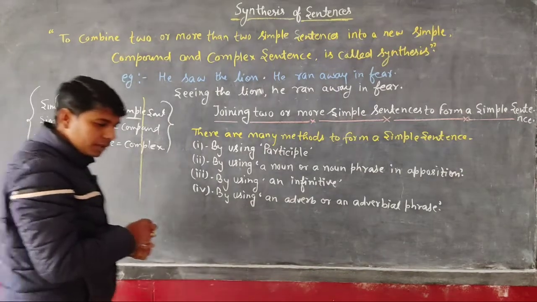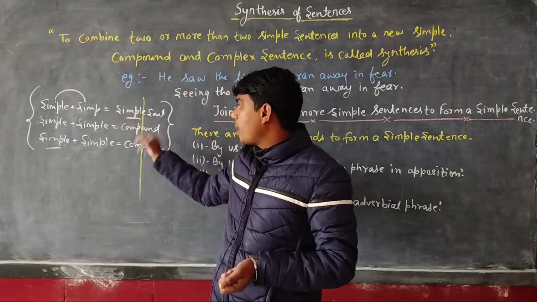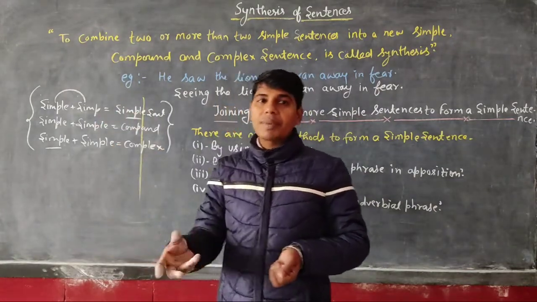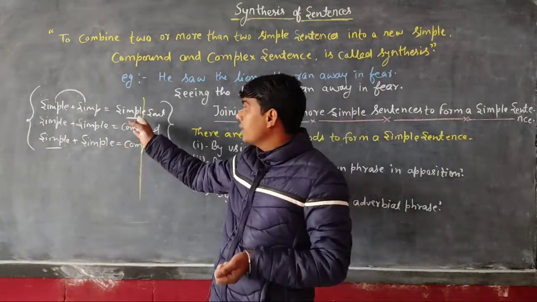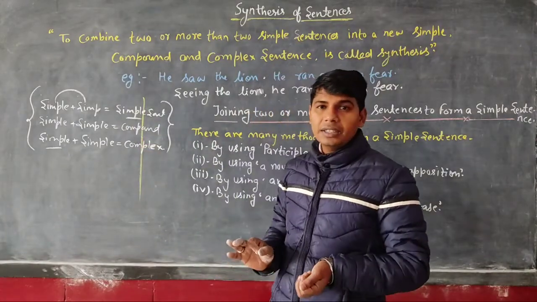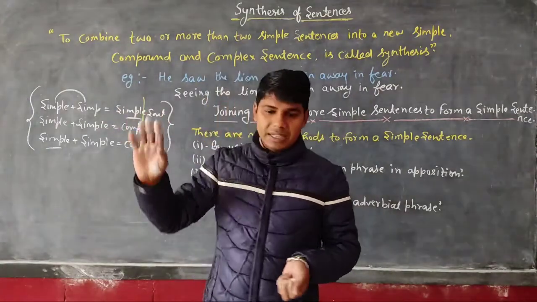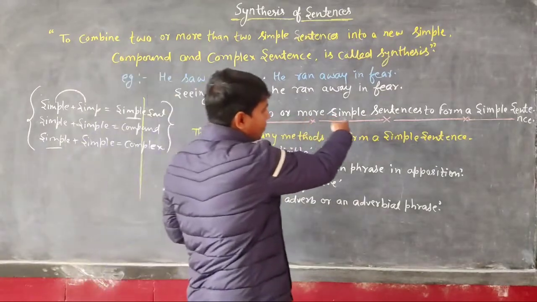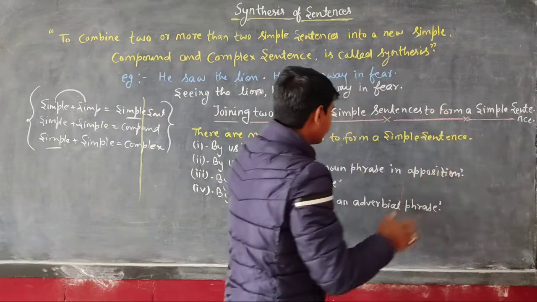We will learn how to form simple sentences, compound sentences and complex sentences from simple sentences. Okay, so one by one we will study these three: the formation of simple sentence, compound sentence and complex sentence. Is that clear? Okay, so dear, let's see the formation of simple sentence. I have mentioned here: joining two or more simple sentences to form a simple sentence.